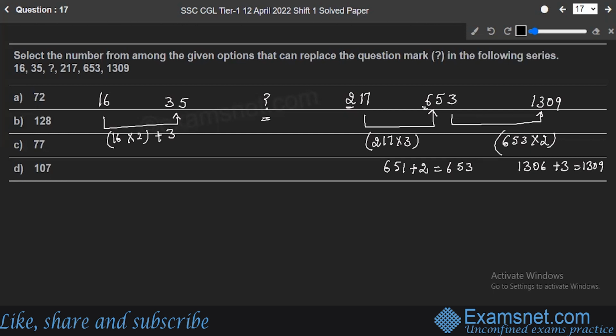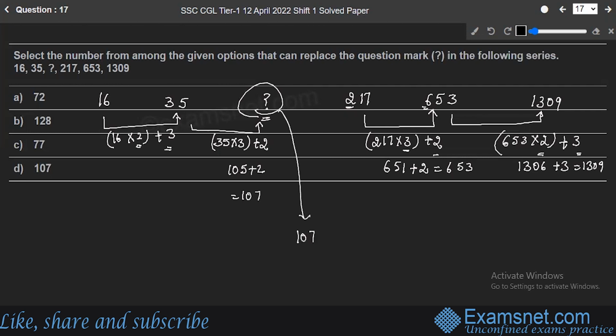So you are getting a pattern, right? Here you added 3, here you added 2. If you are multiplying with 3, you are adding 2. If you are multiplying with 2, you are adding 3. So obviously what will come at this place? This will be 35 multiplied by 3, and if I'm multiplying by 3, I'm adding 2. So 35 multiplied by 3 gives 105, plus 2 is equal to 107. So what will come in the place of question mark? This is 107. Let's do a verification also.